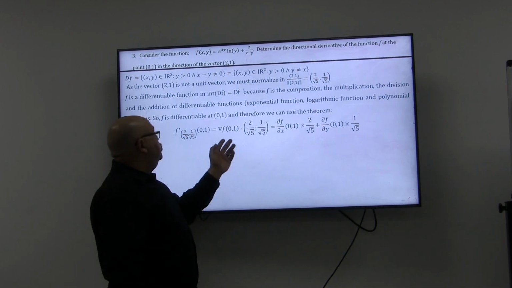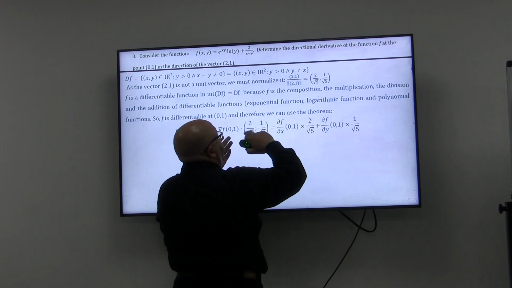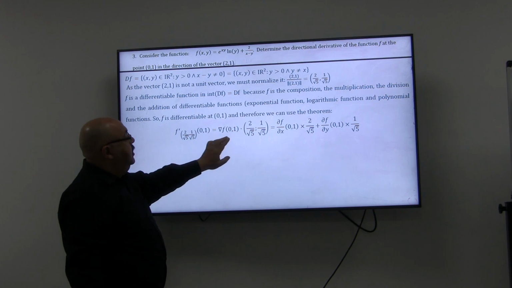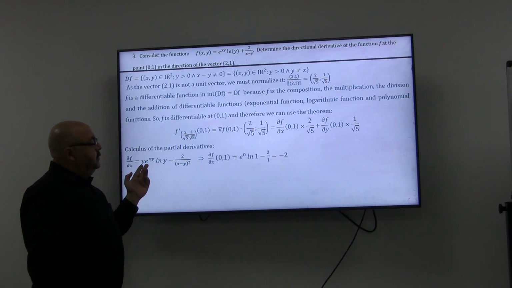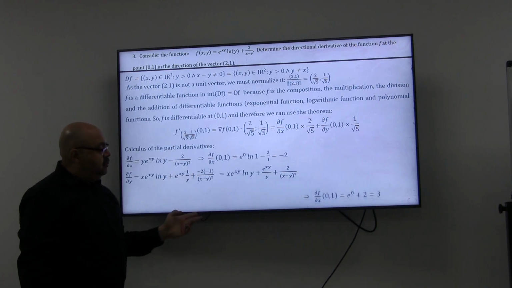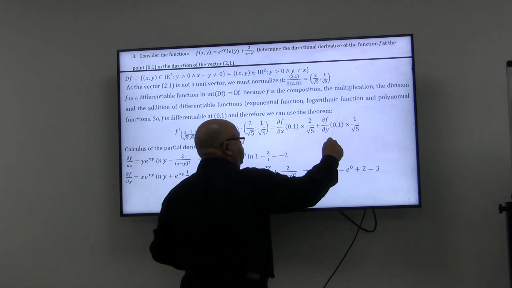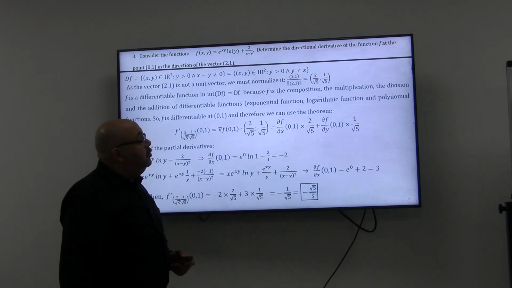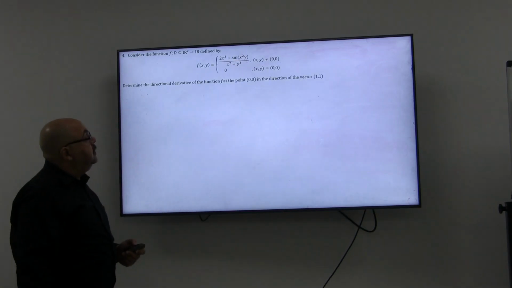The second step is to get the gradient vector, already having the unit vector, times the gradient vector at 0 and 1. So I will need to differentiate this function, first with respect to x, then substituting, then differentiating with respect to y, then substituting by the point at 0 and 1, as you can see. So this guy is negative 2, that guy is positive 3, multiplied by these results. So this is the final answer for this problem. That's the directional derivative of this function in the direction of 2 and 1, as you can see.